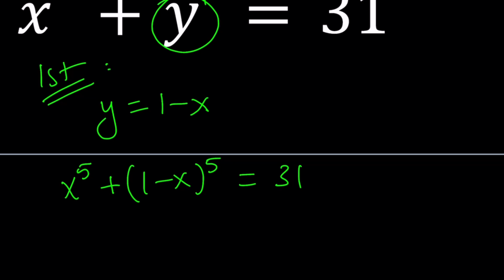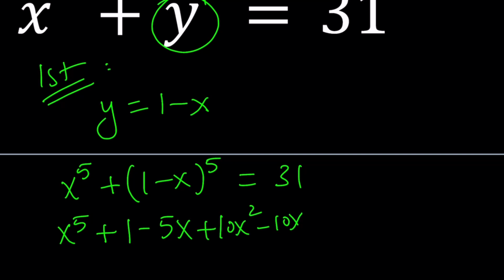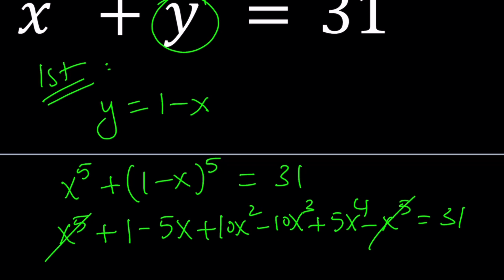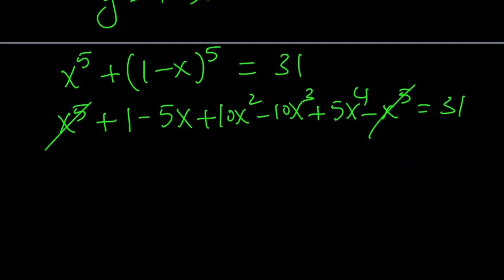Okay, let's go ahead and expand (1 minus x) to the fifth power. That's going to give us something like this. It's backwards, so if you want to do (x minus 1) to the fifth and then subtract it, that's fine too. But anyways, this is 1 minus 5x plus 10x squared minus 10x cubed plus 5x to the fourth power minus x to the fifth power equals 31. And here's the critical part. x to the fifth cancels out, and this is no longer a quintic. I said quintic system, but it's actually not quintic, turns out.